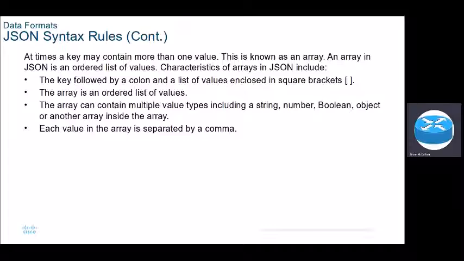Okay, at times a key may contain more than one value. This is known as an array. An array in JSON is an ordered list of values. Characteristics of arrays in JSON include the key followed by a colon and then a list of values enclosed in square brackets. The array is an ordered list of values. The array contains multiple value types, including a string, a number, booleans, objects, and another array inside of the array. Each value in the array is separated by a comma.